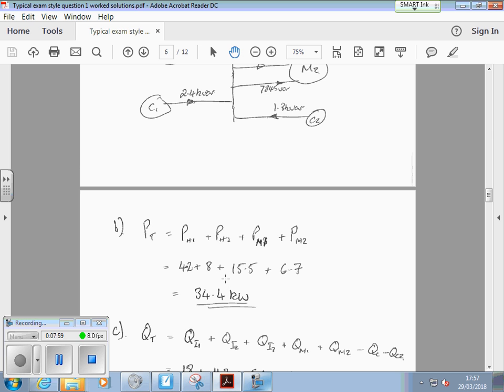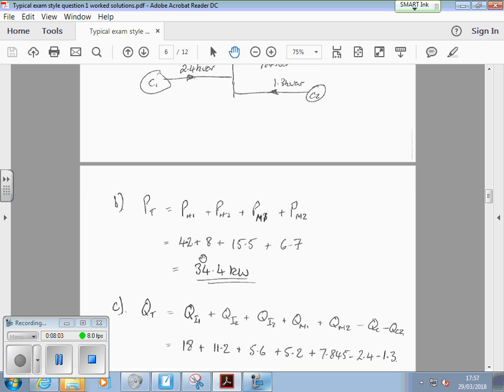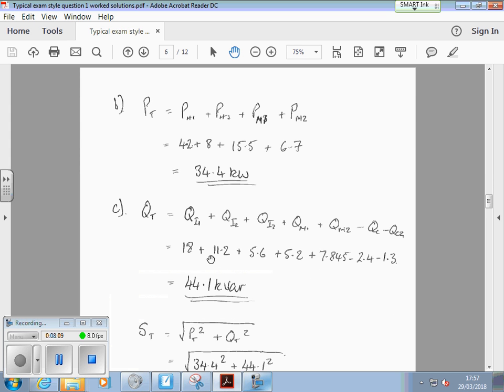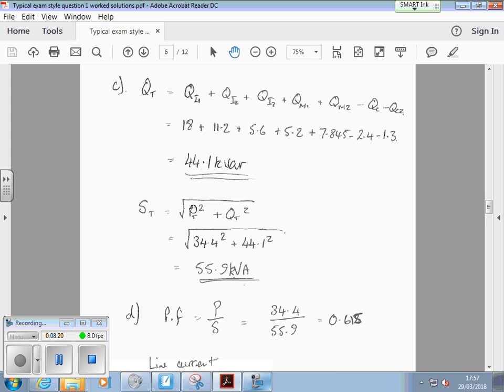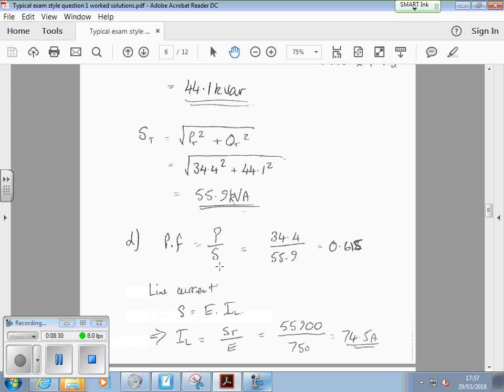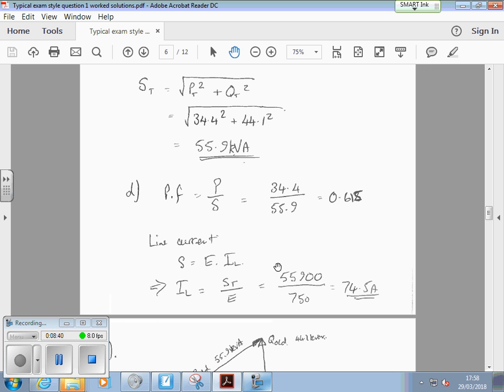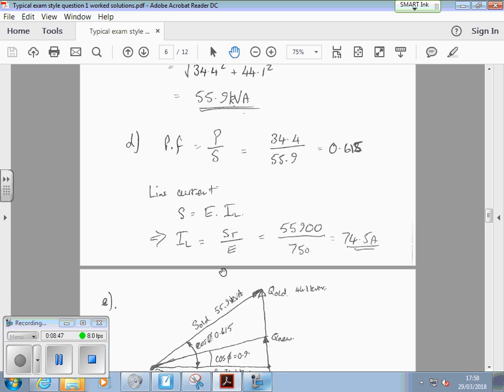To determine the total active power, you add all the individual powers up, 34.4 kilowatts. Determine total reactive, add all the Q's up, making sure the capacitive ones are negative, total 44.1 kVAR. Find S using Pythagoras, 55.9 kVA. No issues. Power factor we can get from P over S, 34.4 over 55.9, 0.615, and then using the formula S equals E times I, we can find the line current.